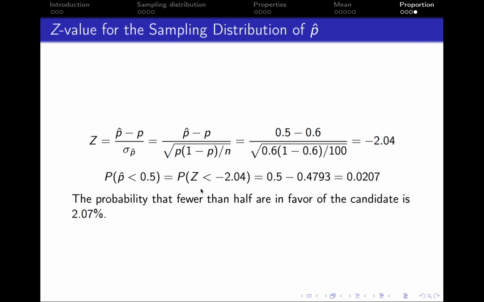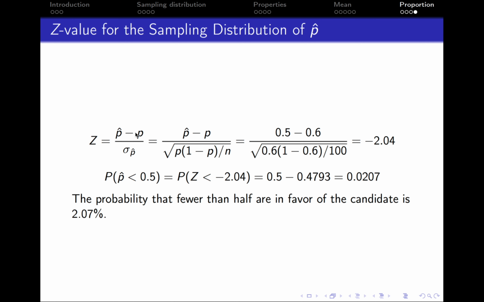So first of all, we need to calculate the z-score. We substitute all the values into the formula: 0.5 instead of p with the hat, the sample proportion, minus 0.6, which is the population proportion, divided by the square root of 0.6, the population proportion, multiplied by 1 minus 0.6, once again the population proportion, divided by 100, which is the sample size. And we get a z-score of negative 2.04.